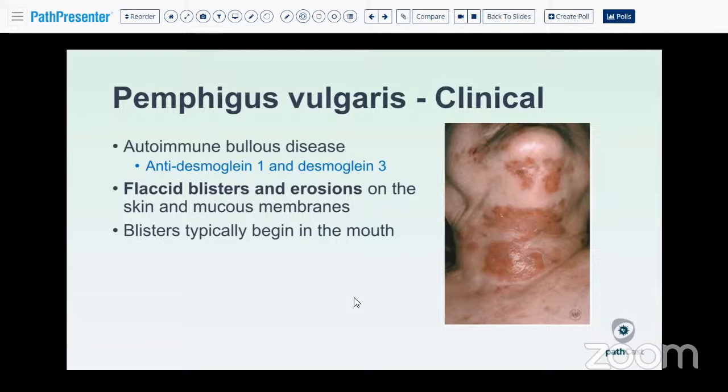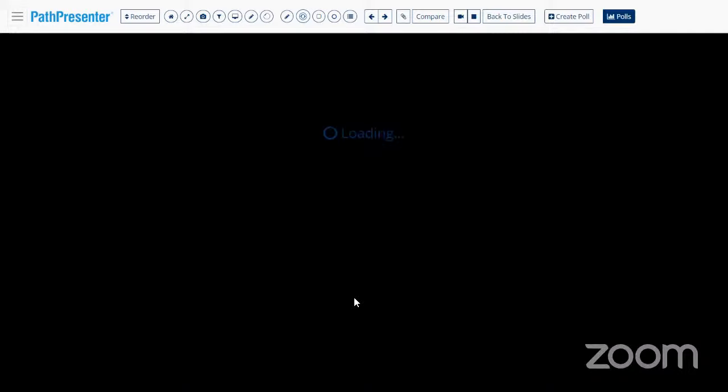Pemphigus vulgaris, clinically, is an autoimmune bullous disease with antibodies directed towards desmoglein 1 and desmoglein 3. It leads to flaccid blisters and erosions on the skin and mucous membranes. The blisters typically begin in the mouth.